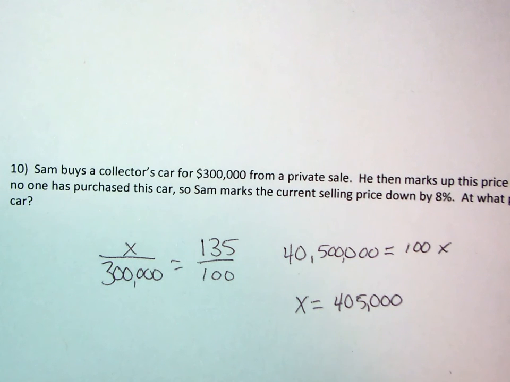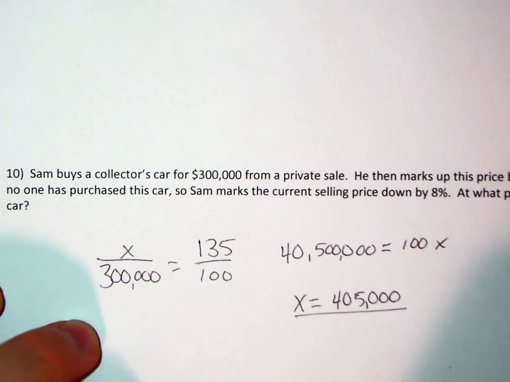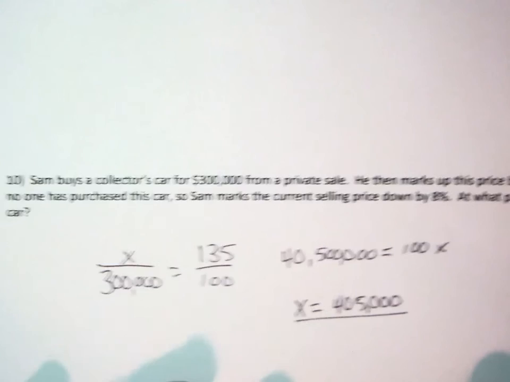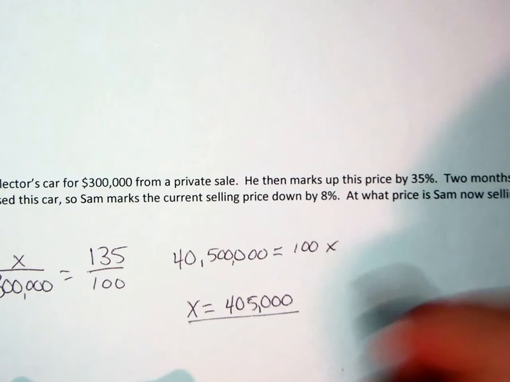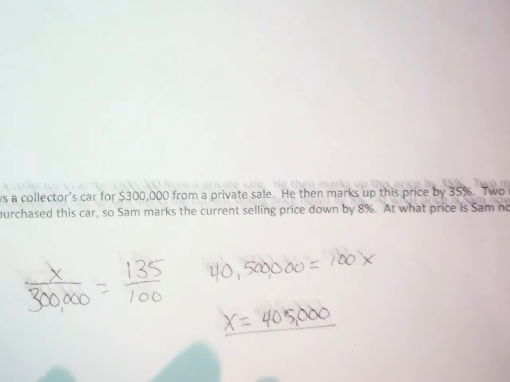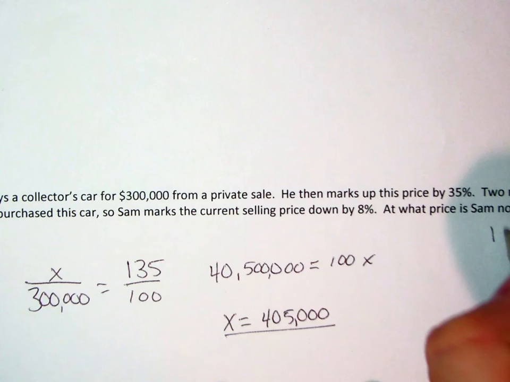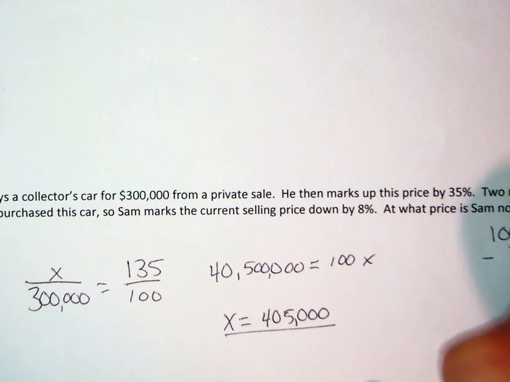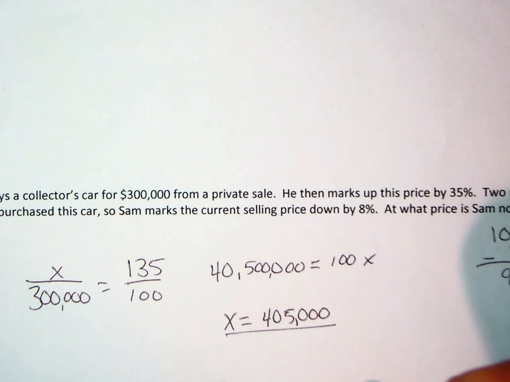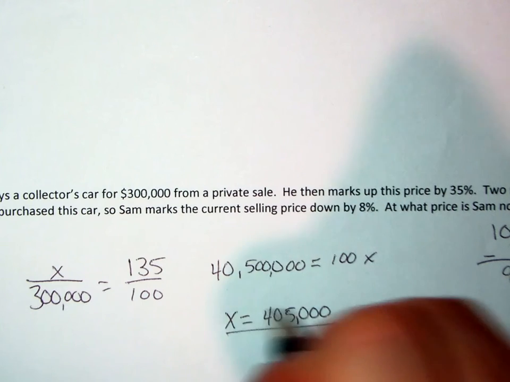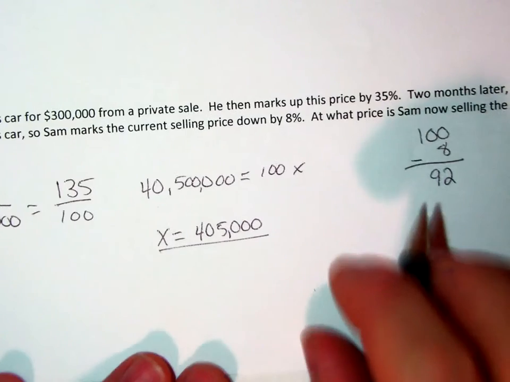Well, then the problem continues to say that 2 months later, no one has purchased the car. So Sam marks the current selling price, which is currently 405,000, down by 8%. So now I want to decrease the value. We already know how to take 8% of a number, and I could subtract that from 405. But again, we're practicing markups and markdowns. In the markup-markdown process, I take 100%, subtract 8%, gives me 92. So I want to know what 92% of 405 is.